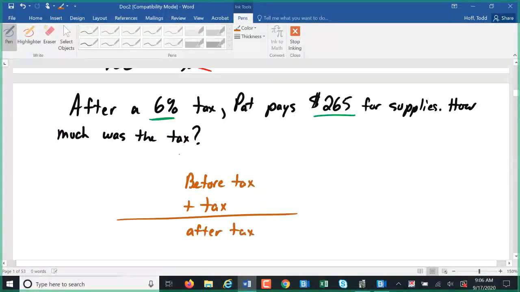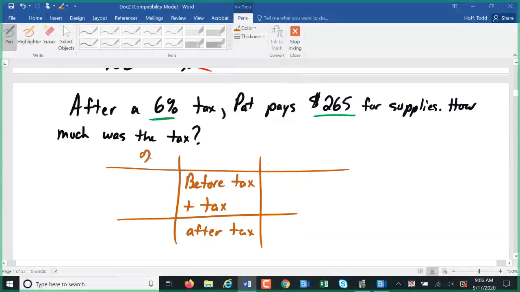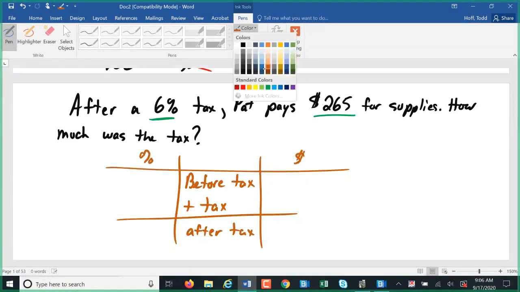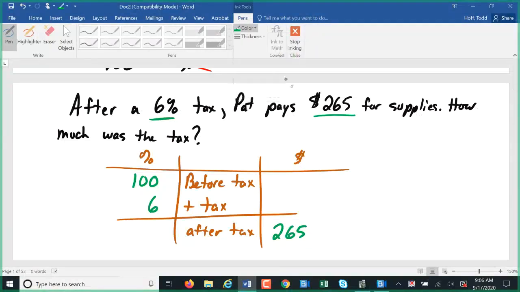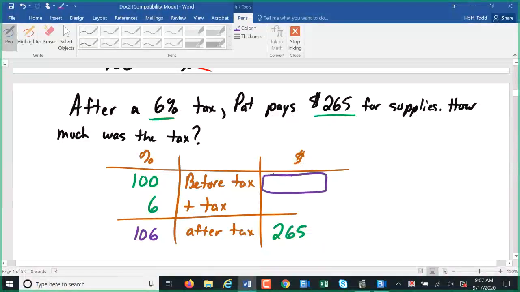Again, it's not the words that we use that matter, it's what they represent. We know that the before tax, and we'll put percents on one side again and dollars on the other, the before tax amount is what we're looking for right here. Well, actually, we're looking for the amount of the tax, but you get the picture. The $265 is the after-tax amount, how much they paid after the tax was added in. The 100% or the base amount, of course, is that starting amount, the before tax, and the tax was 6%. So the after-tax amount, we took 100 plus 6, is 106%. So we could use that to find this before-tax amount.